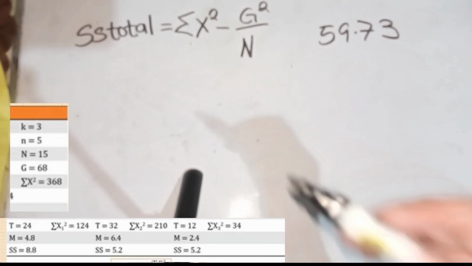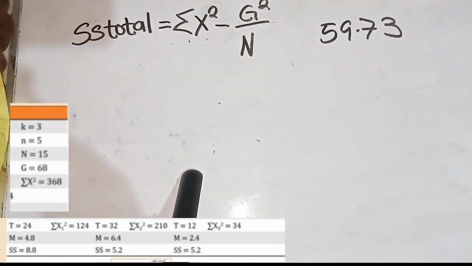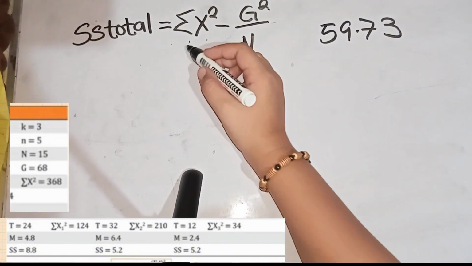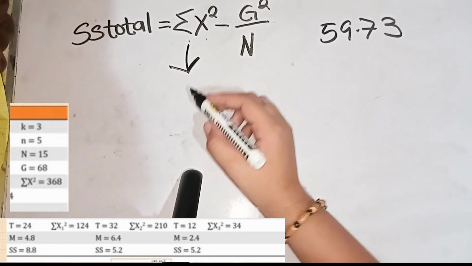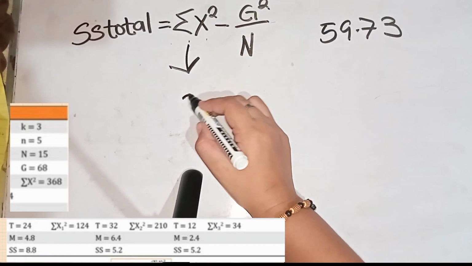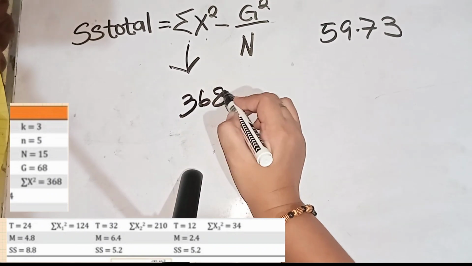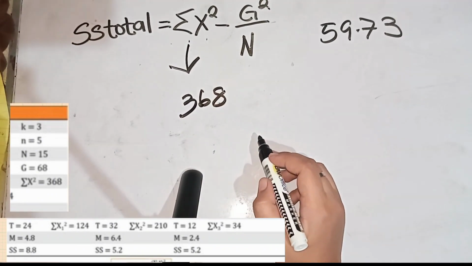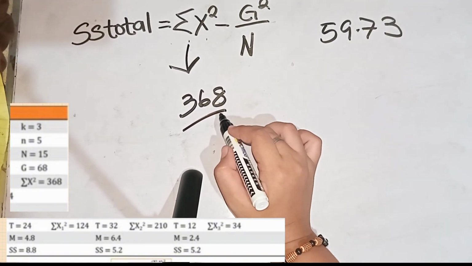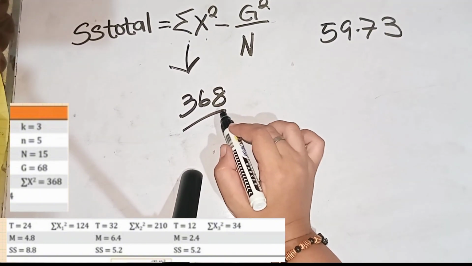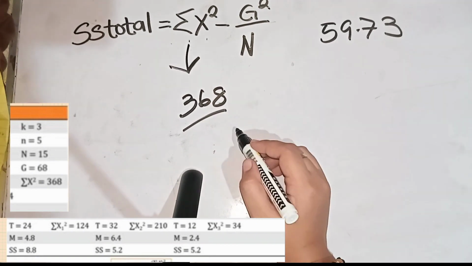So, sum of square total equals summation of x squared minus G squared divided by capital N. So, unsa man atong summation of x squared? Atong summation of x squared kay 368. Asa man nato gikuha ang 368? Mao ni ang total sa tanang summation gikan sa group 1, group 2, o group 3.